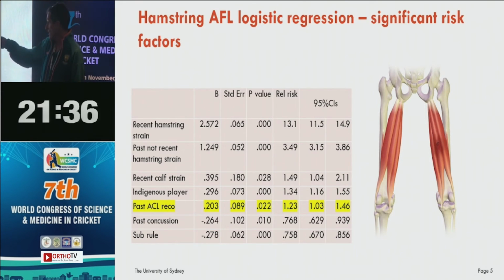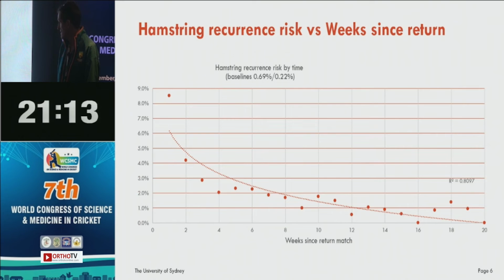But also, if you've had a past ACL reconstruction, you are more likely to do a hamstring. That one's really obvious because the majority of players who get an ACL reconstruction use a hamstring graft, and that's a negative to take into account when you have a player who is getting an ACL reco, that they will be more likely to sustain a hamstring strain down the track. It does weaken the hamstrings, and it suggests that maintaining strength is important.